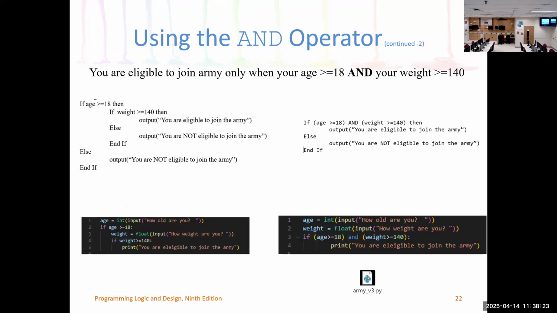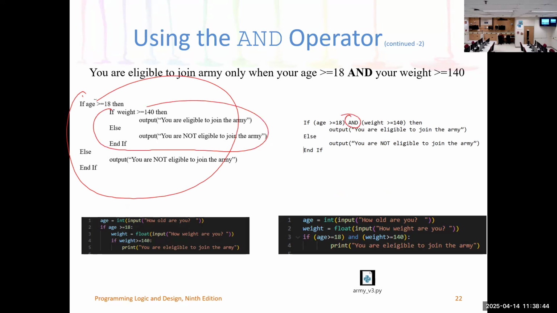So you see in this program here, for these two programs, they are the same. They deliver the same output, right? For this one here, you could combine them together into a single line. So instead of putting the nesting here, you can use the AND here. You can combine both conditions together.